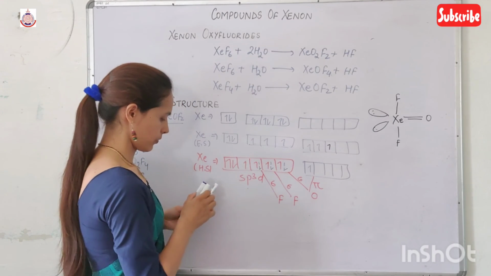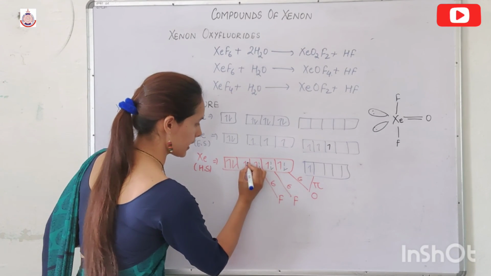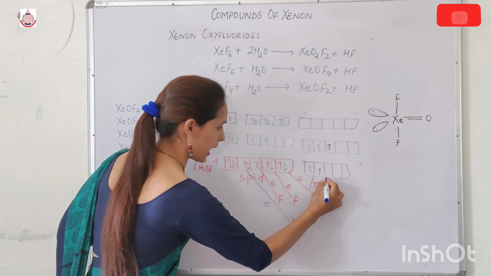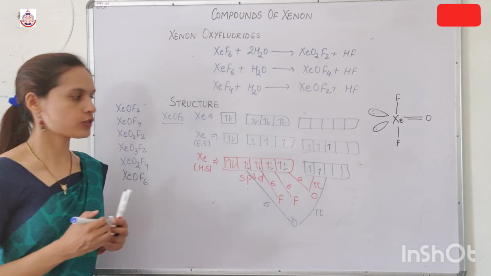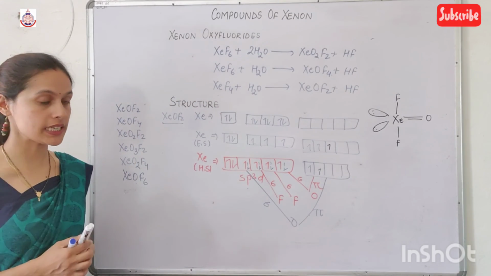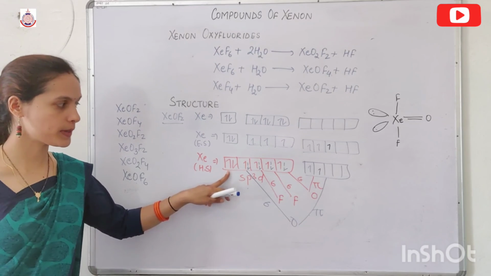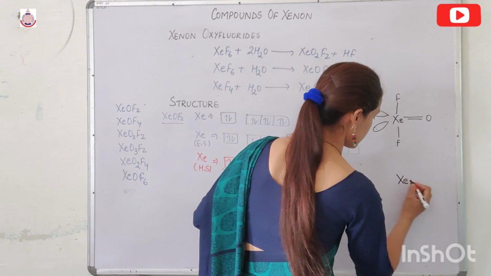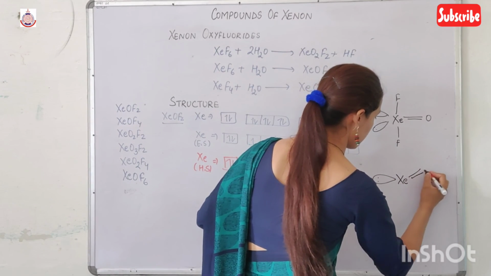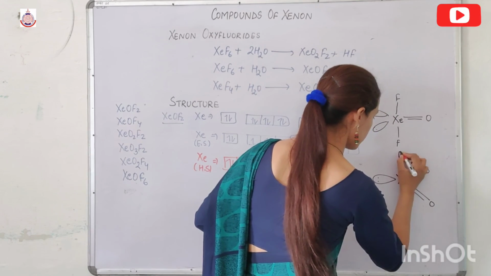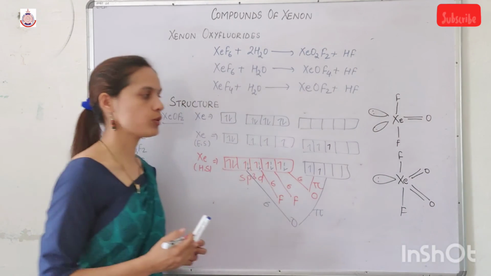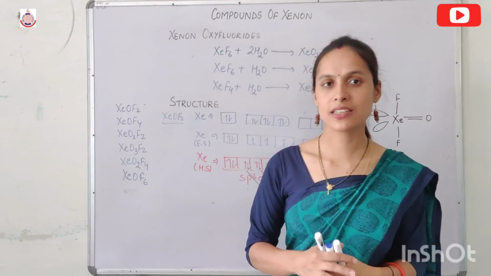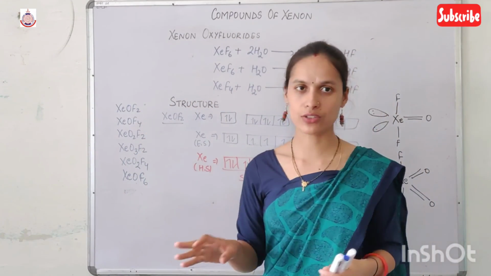Here one electron with oxygen forms a sigma bond, and here it forms a pi bond. So the hybridization is still sp3d, but due to the presence of one lone pair, it is seesaw. So like this it is: Xe, here lone pair, double bond O, F2, XeO2F2. In this way, we can easily find out the hybridization of the different oxyfluorides of xenon.